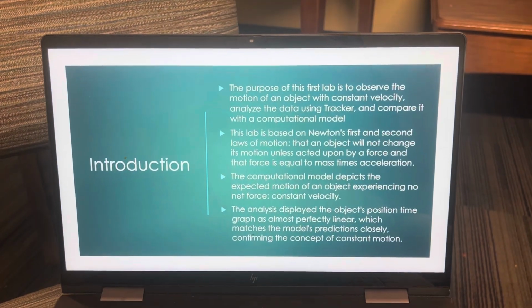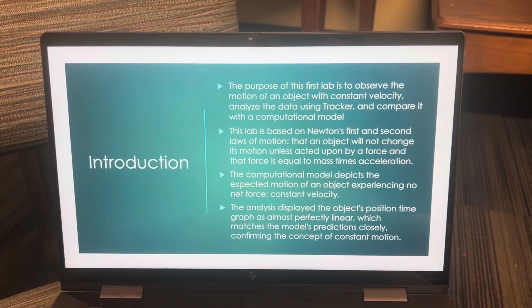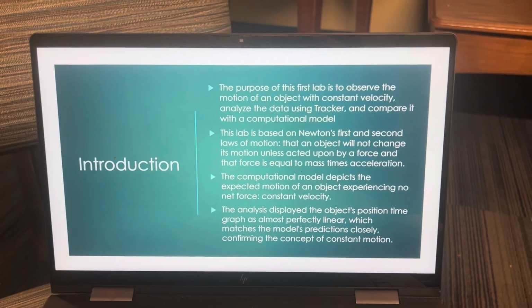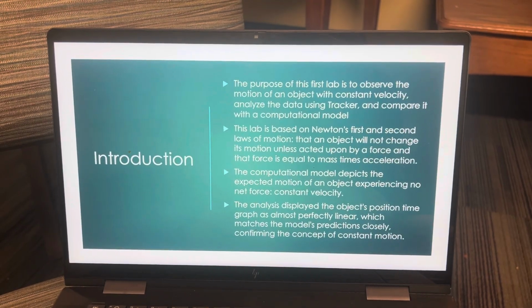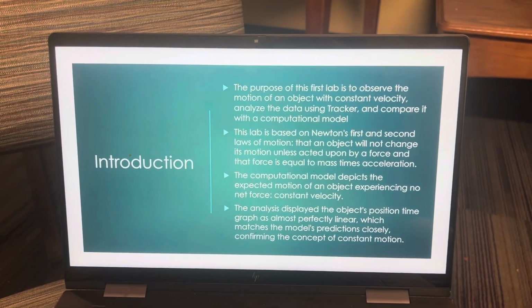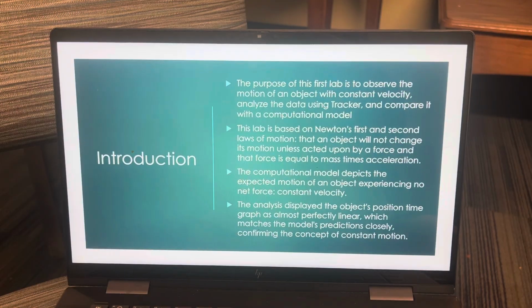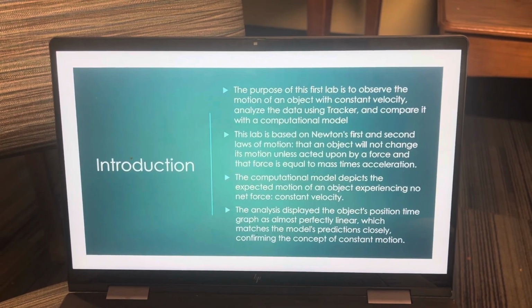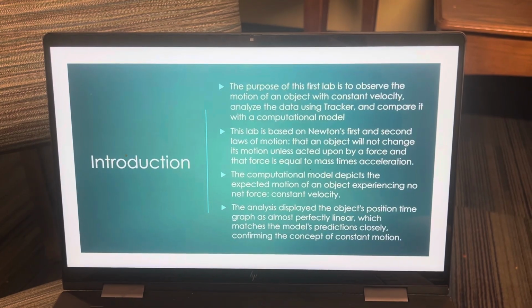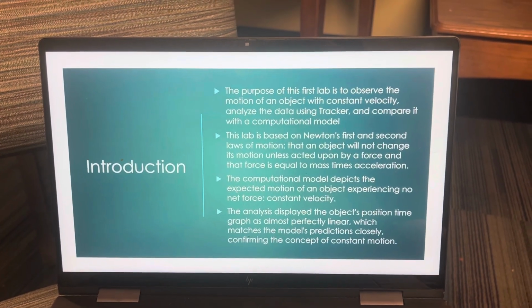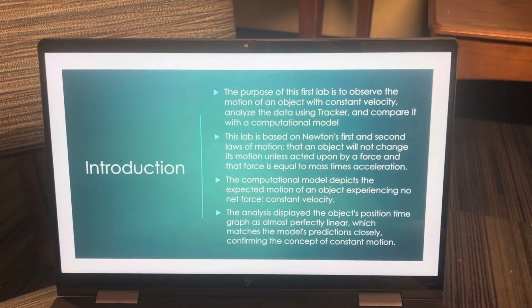So, the purpose of this lab was to observe the motion of an object with constant velocity, analyze the data using Tracker software, and compare it with a computational model that was programmed based on starter code. The lab is based upon Newton's first and second laws of motion. The first law being that an object will not change its motion unless acted upon by a force, and the second law being that force is equal to mass times acceleration.